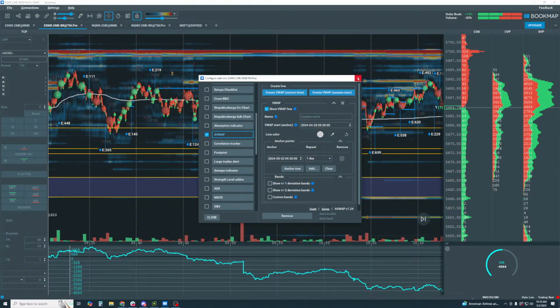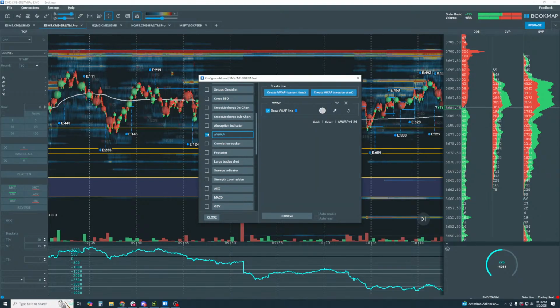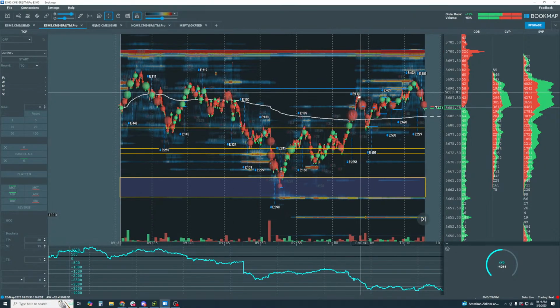Right, so that's how you do that. And just keep it here, and keep your VWAP open. And if you don't want to see it, just deselect it here, and then it won't be seen, but you'll still have that information or data in the setting, right?